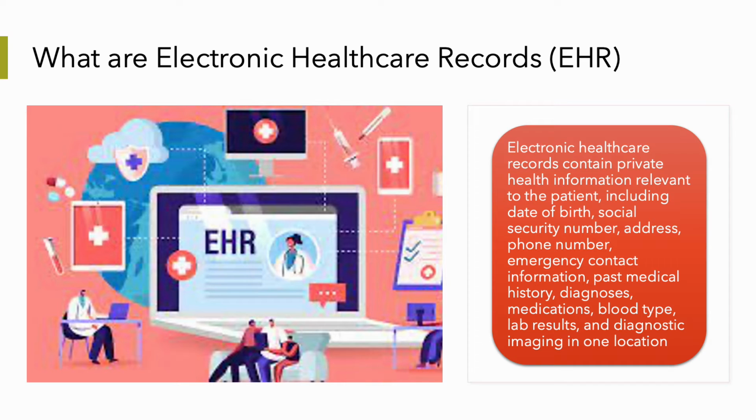Electronic healthcare records contain private information relevant to the patient, which include their date of birth, social security number, address, phone number, their emergency contact information, their past medical history, diagnoses, medications they take, their blood type, lab results, and diagnostic imaging, all located in one place.